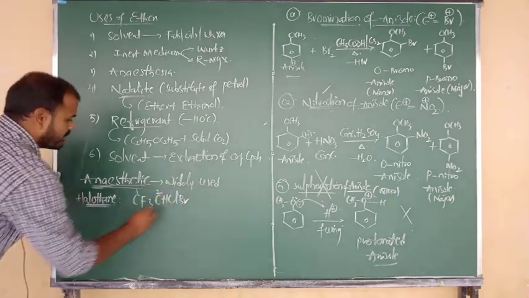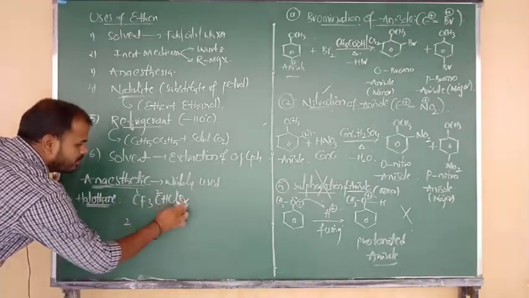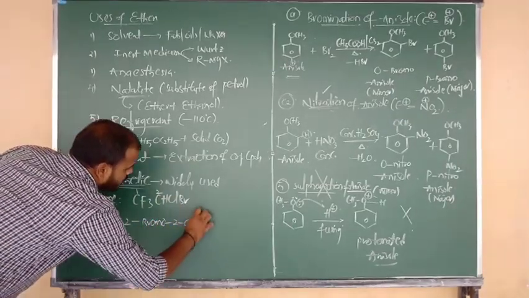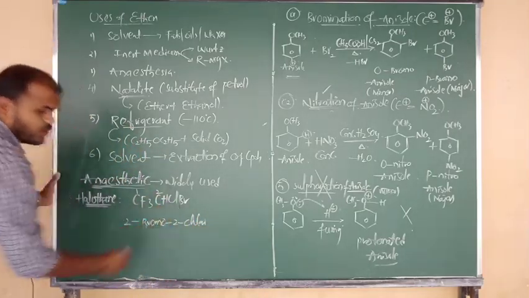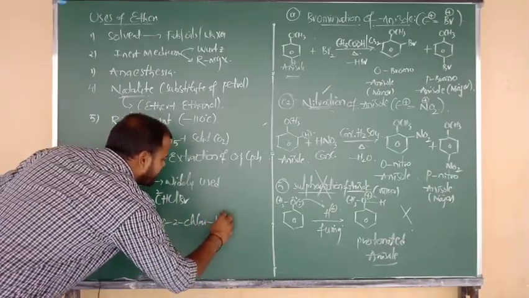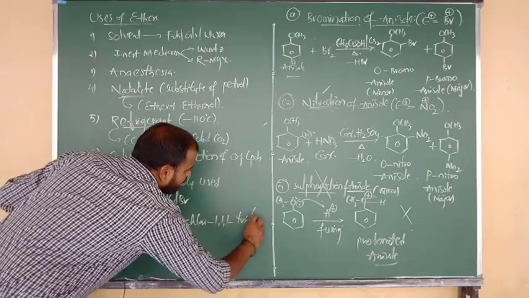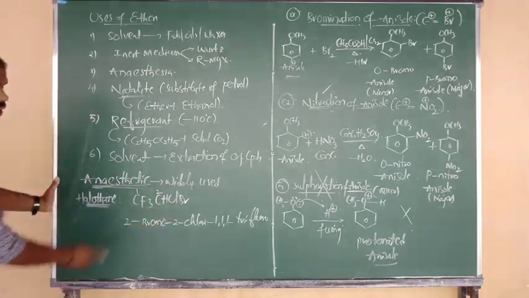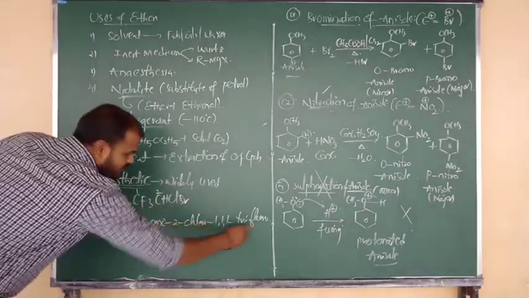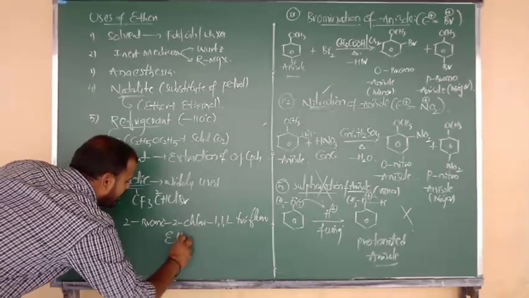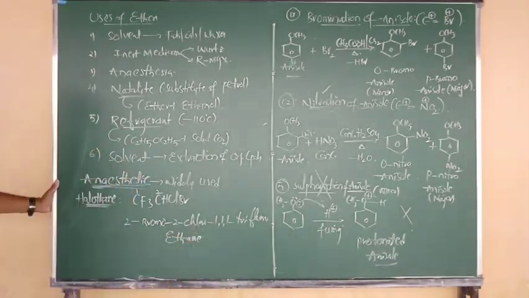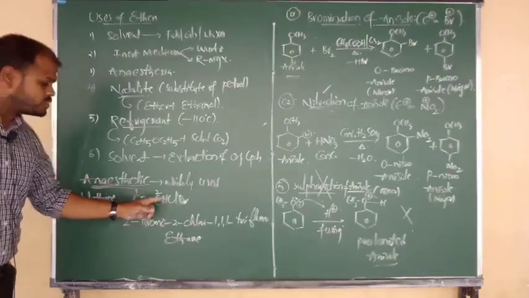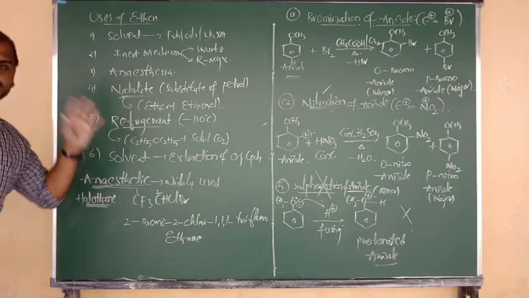Carbon number 1, carbon number 2. So what will be its IUPAC name? 2-bromo, 2-chloro, and one carbon contains 3 substituents, 1,1,1-trifluoro. Already I have told you this in the nomenclature chapter. 2-bromo-2-chloro-1,1,1-trifluoro, and the remaining 2 carbons are there, so ethane. So this is your IUPAC name, and this is the common name and your formula. It is widely used as an anesthetic agent.